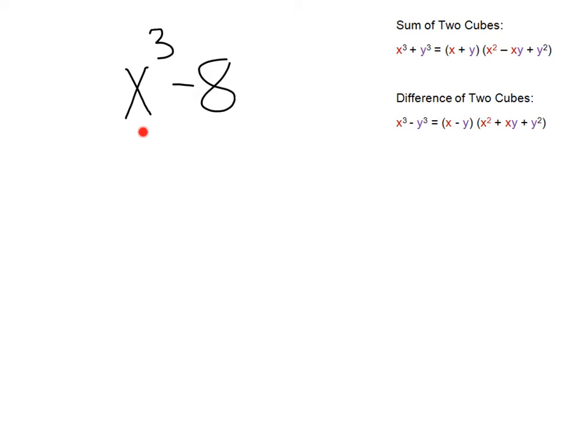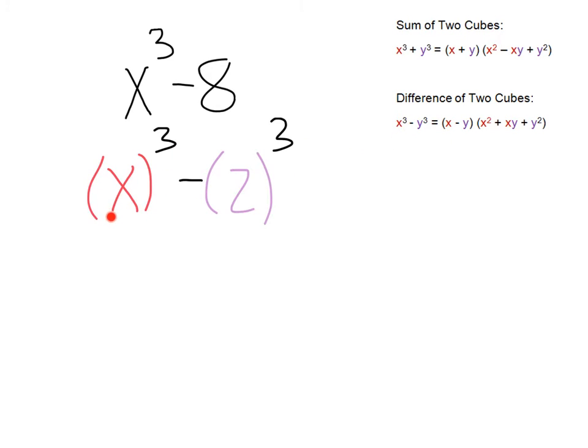Let's try factoring x cubed minus 8. First, let's see if this is a sum or difference of cubes. Well, I've got this subtraction sign, so I know it's going to be a difference. Then x is the same as x cubed, minus, and 8, if you remember, is 2 times 2 times 2, so that's going to be the same as 2 cubed. So indeed, this is a difference of cubes.